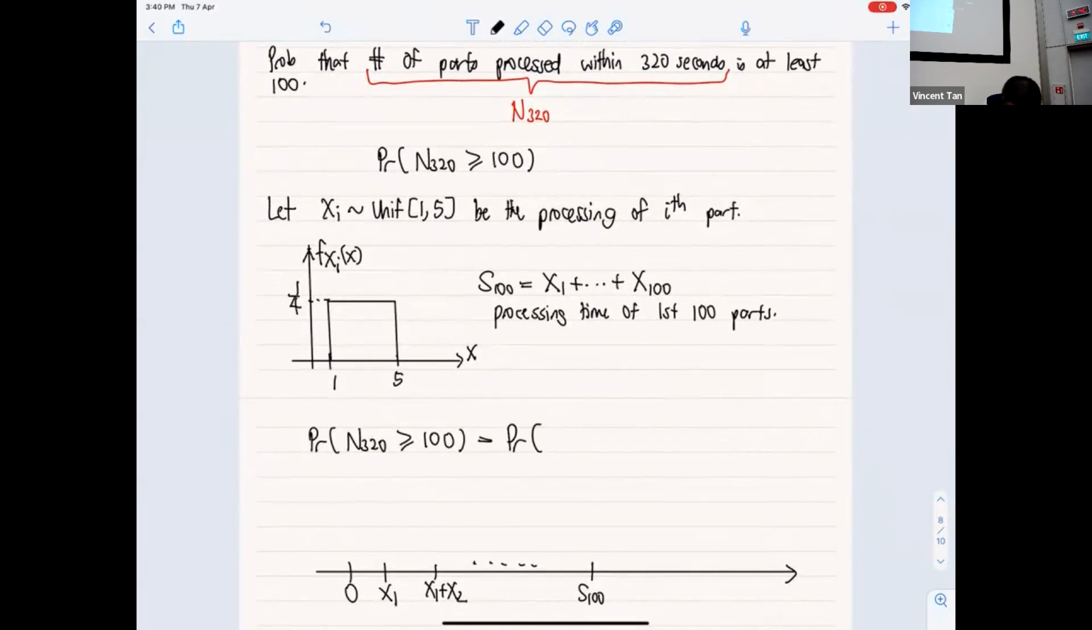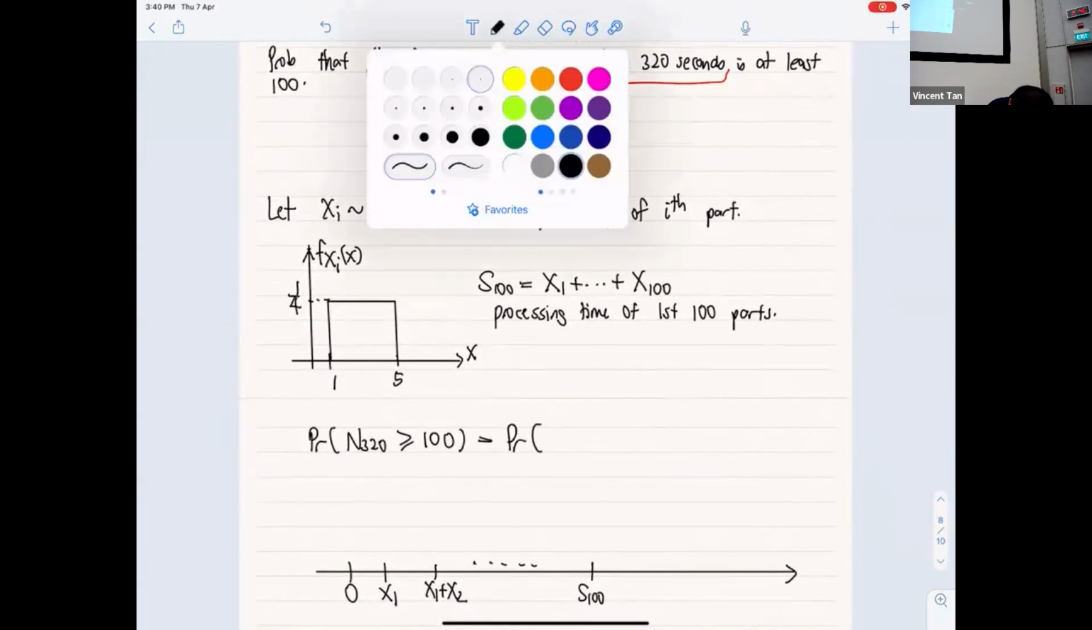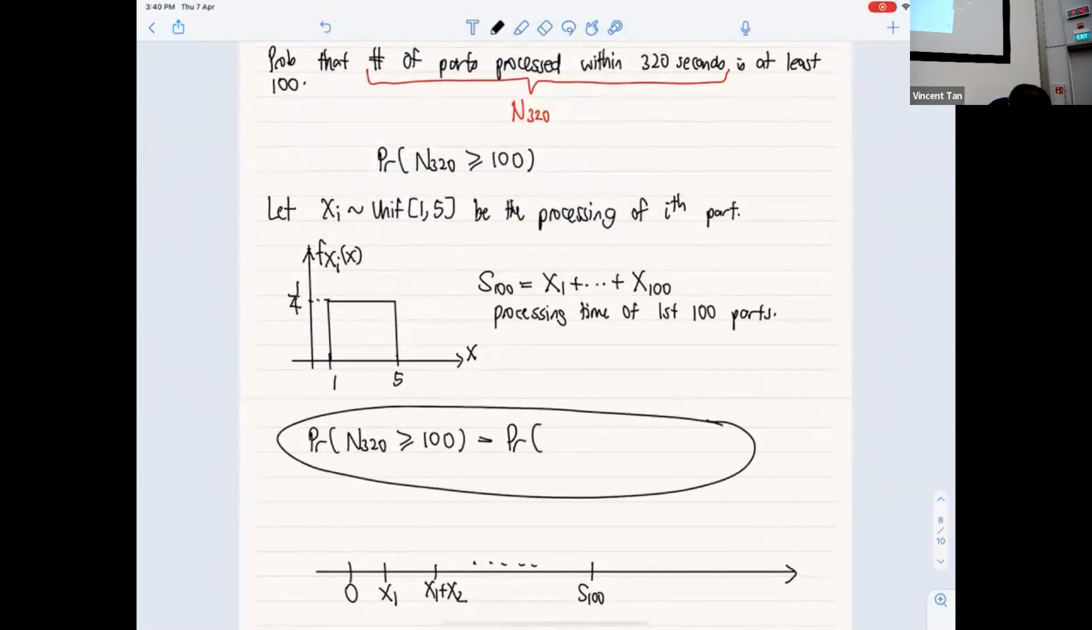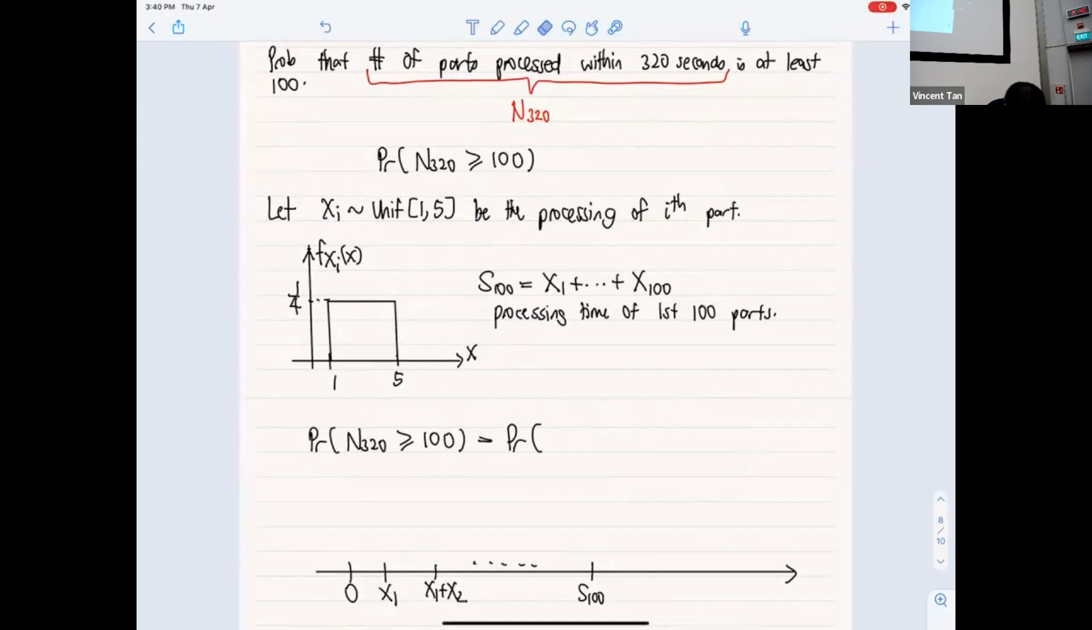Yes, total time allowed, right? So how do we express this quantity here? Can we simplify this in terms of the S? All right, so the claim here is that this is the same as S100 less than 320.